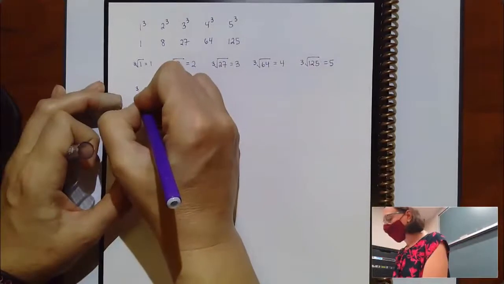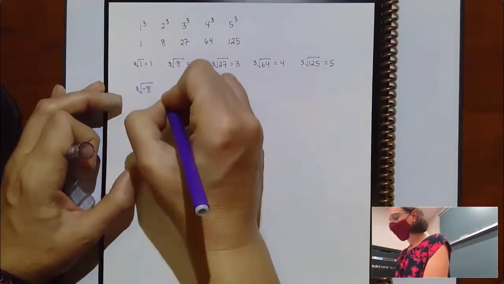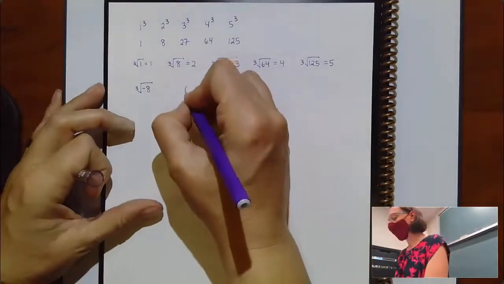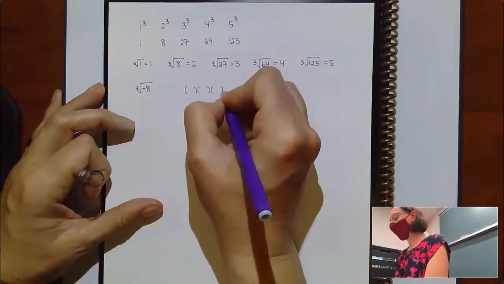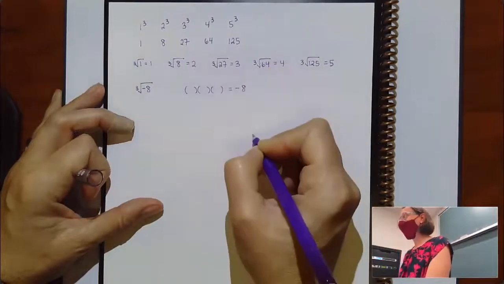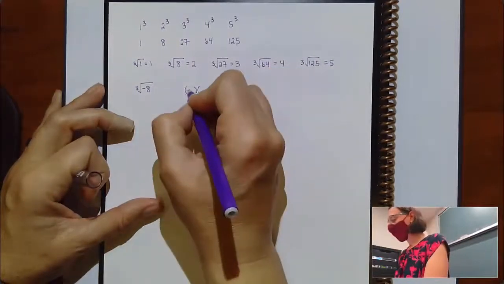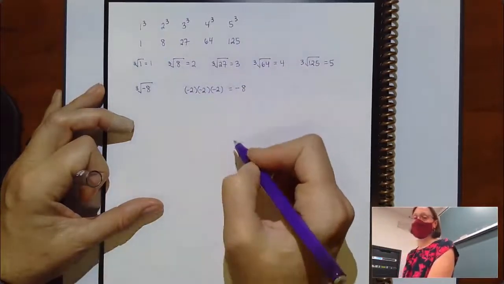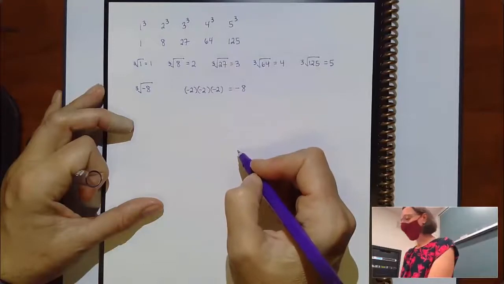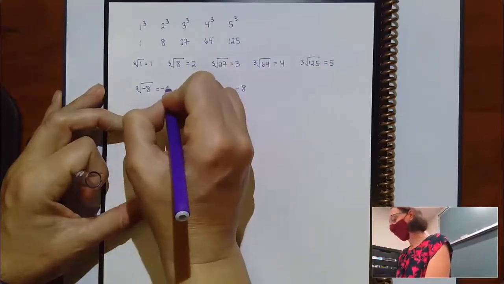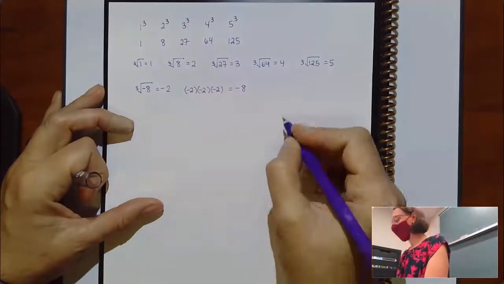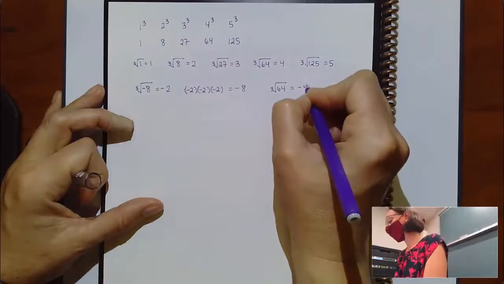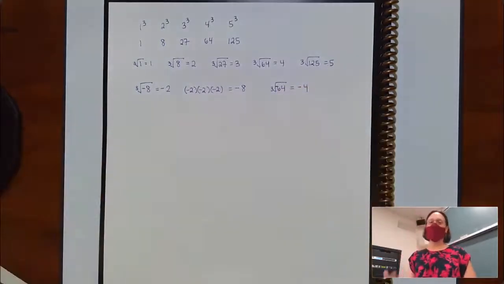The cube root of negative 8, well, if I'm thinking about what that would mean, I'm looking for a number that when I multiply it by itself 3 times, I get negative 8. And there is a number that makes that work, because negative 2 times negative 2 times negative 2 is equal to negative 8. So the cube root of negative 8 is negative 2. Similarly, if I took the cube root of negative 64, I would get negative 4.